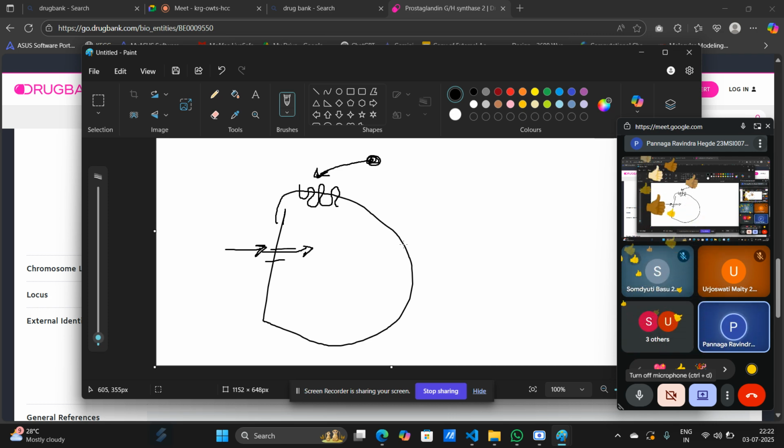This is called the activator mechanism, where the drug molecule will come and activate the receptor, or a protein, or an enzyme that is in turn going to have an effect on the system.